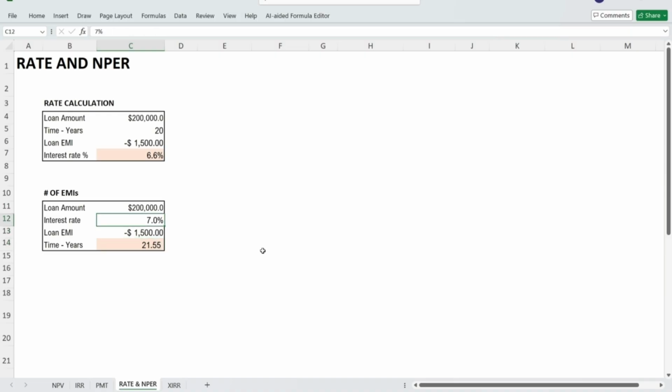Let me change the interest rate to 6.6%, which we got earlier. So now the time has reduced to 20 years, which was one of the inputs in the RATE calculation. So this is how we can calculate the rate and the number of payments required to repay a loan in Excel.